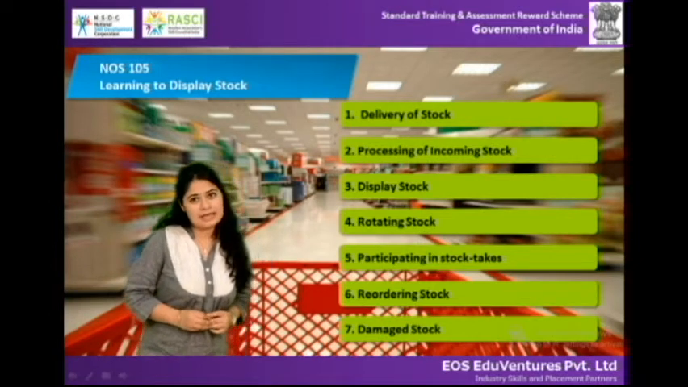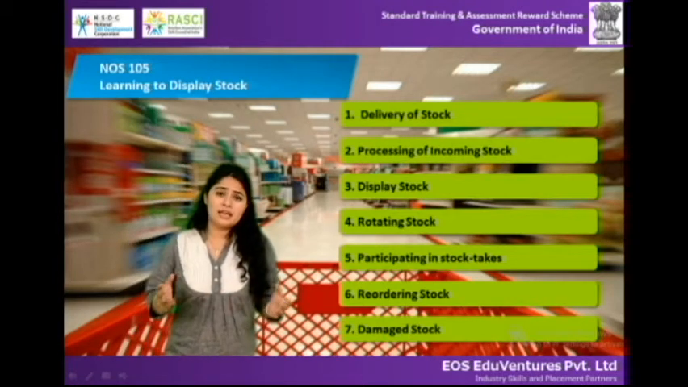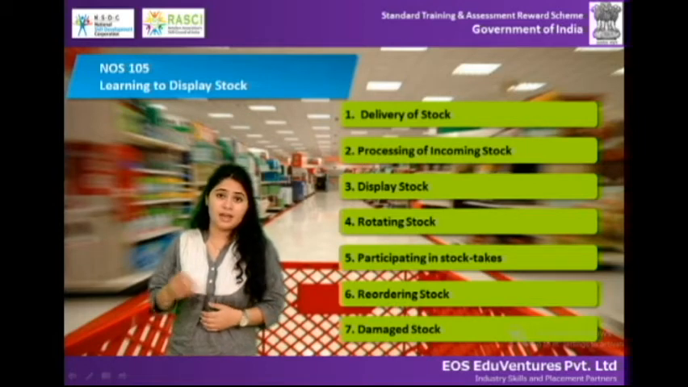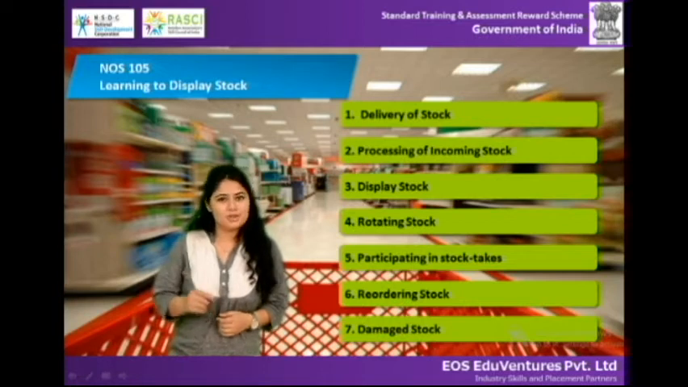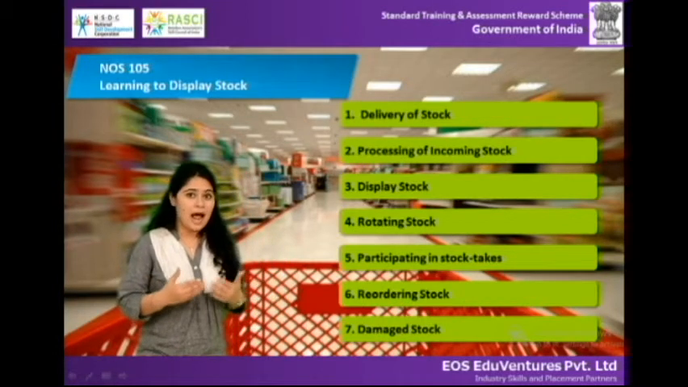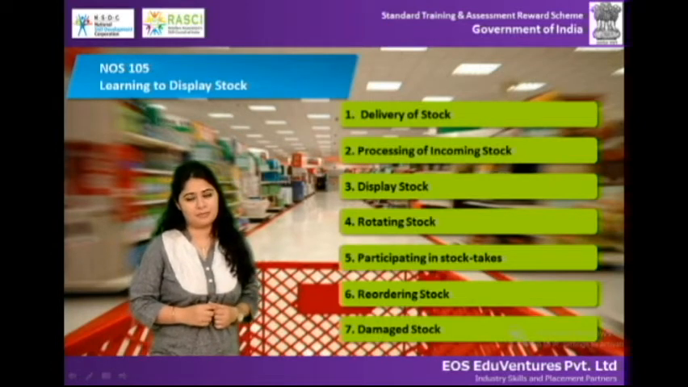The fourth one is stock rotation. When we sell something, we need more stock in order to sell it again. And if the shelves are empty, we cannot sell anything. So stock rotation basically is replacing or adding more stock to the shelves inside the retail store.